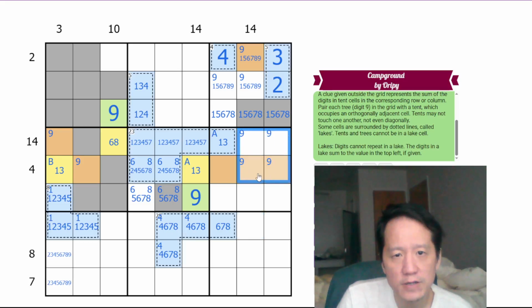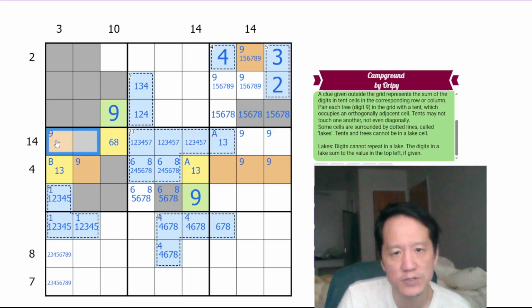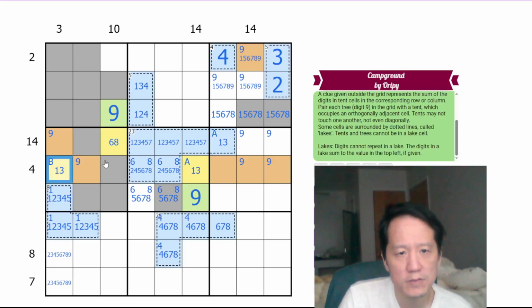The 9 could be any of these cells. So we know there's a 6 or 8 here. So the rest of the row cannot contain a 6 or 8. So this can't be 6 or 8. These both see A and B. So it cannot be 1 or 3.